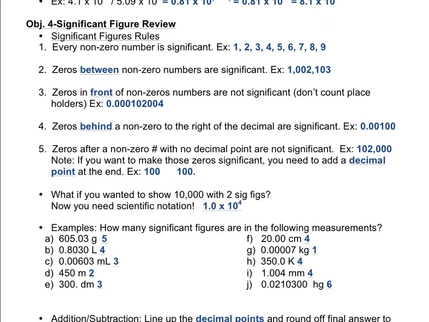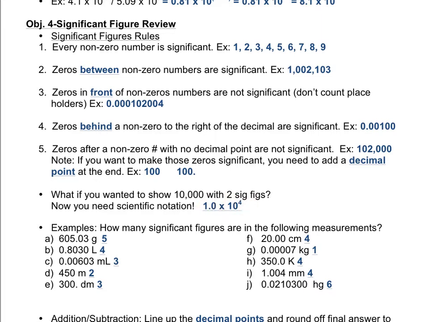So it's 1.0. The reason it's 1.0 is because you need 2 sig figs, and that has 2 sig figs. So you write 1.0. Well, how do you make 1.0 into 10,000? Well, ask yourself how you move it back to where it came from. You'd have to go 4 places to the right, so it's 10 to the positive 4th. And that would make your 10,000, and then you have 2 sig figs.